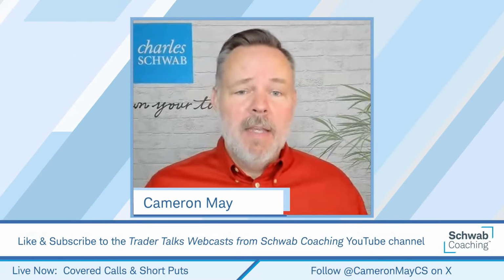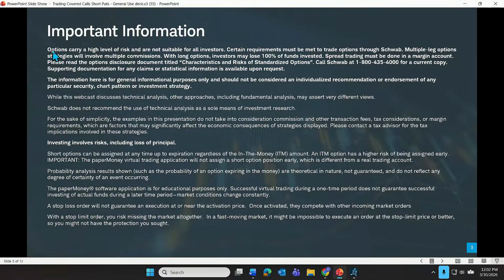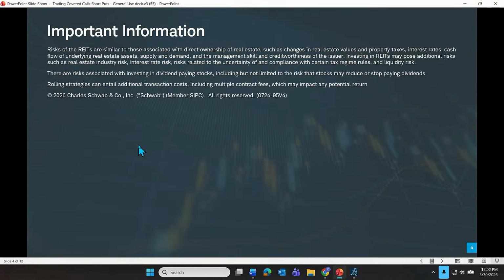But as we do this, of course, we need to pause to consider the risks associated with selling short puts. As with other trading and investing approaches, there are certainly risks involved, so bear this important information in mind. Options carry a high level of risk and are not suitable for all investors. The information here is for general informational purposes only and should not be considered an individualized recommendation or endorsement of any particular security, chart pattern, or investment strategy. Schwab does not recommend the use of technical analysis as a sole means of investment research. Investing involves risks, including loss of principal, and any investment decision you make in your self-directed account is solely your responsibility.